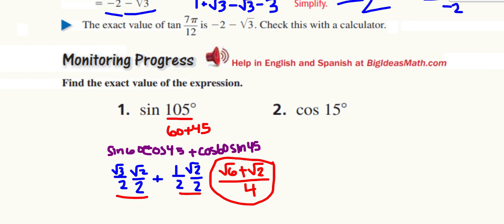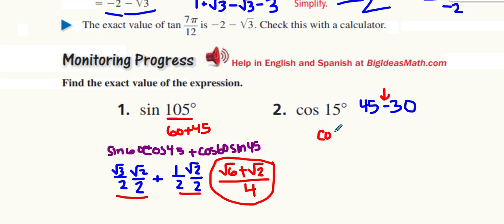All right, cosine of 15, again, you have a couple different options. You could do 60 minus 45, you could do 45 minus 30, again, it doesn't really matter. So I'm going to do 45 minus 30. And I do promise you get the same answers regardless of what you choose to use. All right, so we look at the cosine, but we look at the difference formula because we have a minus sign right here. So cosine of A minus B is cos A cos B.